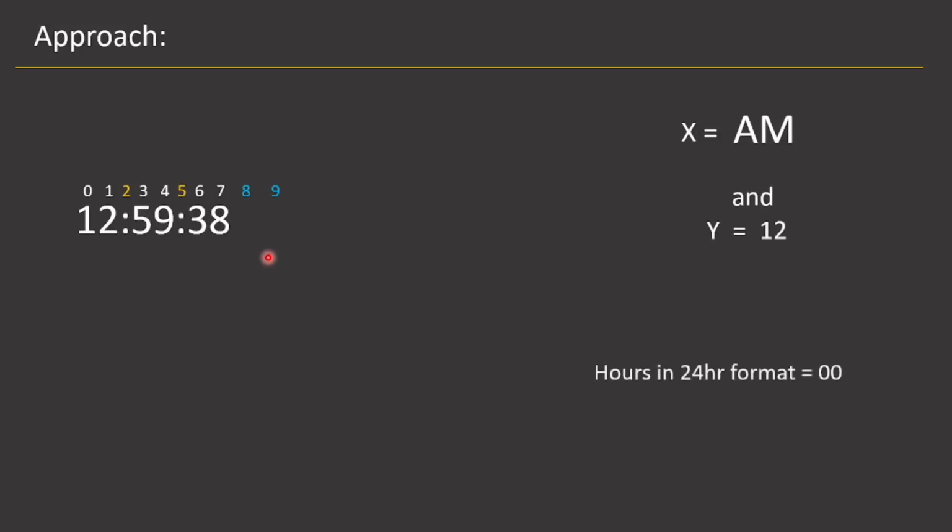The next input shall be 12 hours, 59 minutes and 38 seconds AM. Again, we have done the indexing to our string. As you can see, X will be equal to AM and Y is given as 12, that is 12 hours. So hours in our 24-hour format will be 00. Thus, the output will be 00 hours, 59 minutes, 38 seconds in the 24-hour format, that is the military format.